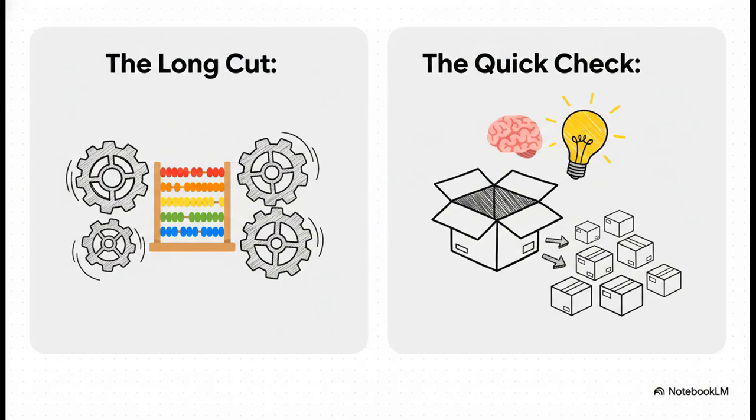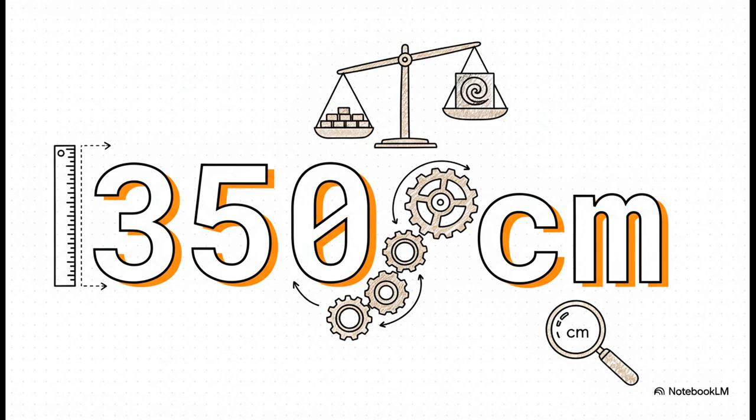Think of this as the 2 parts of your brain working together. On one side, you have the long cut. That's the formal math, 3.5 times 100. But on the other side, you've got your quick check. That's your intuitive safety net. Just think about the boxes. You're going from big meters to tiny little centimeters, so of course the final number has to be bigger. It's a simple check that tells you you're on the right track. And boom, there it is, 350 centimeters. The formal math and our quick box check lead us to the exact same place.